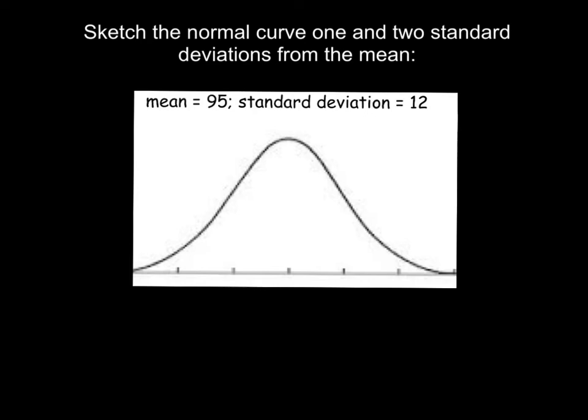In order to sketch the normal curve 1 and 2 standard deviations from the mean, we first need our normal curve on our number line, and then we're going to draw a line directly down the center, and that's going to represent my mean. So x bar equals 95. Now, 1 standard deviation to the right would mean that I'm going to add 12 to 95, and at this line, 1 standard deviation to the right is going to mean that it's 107.